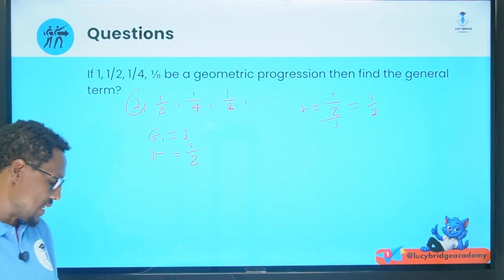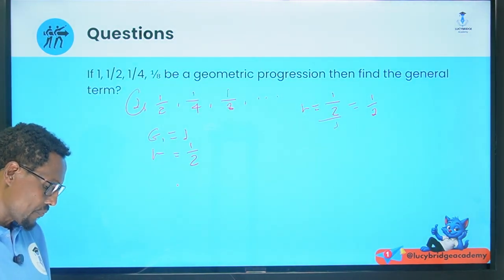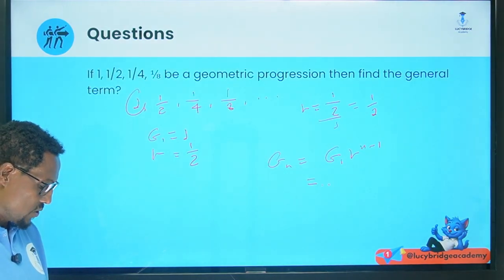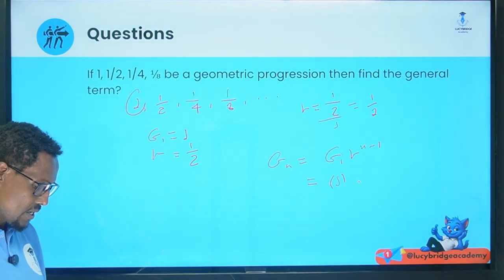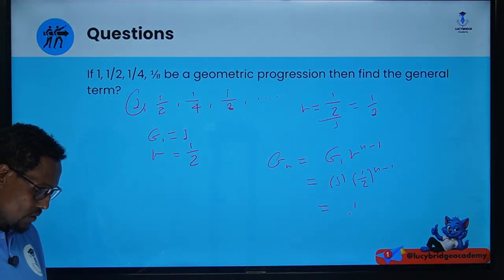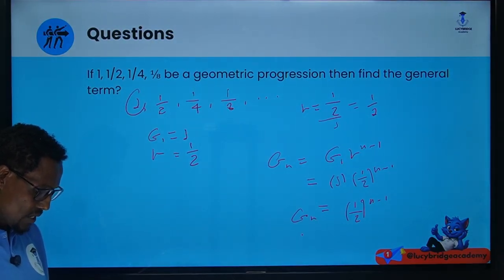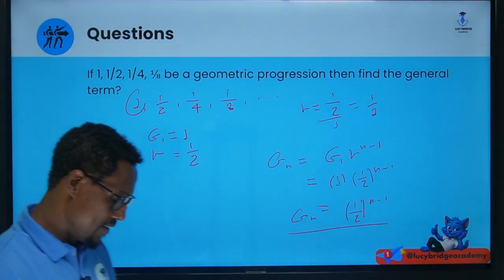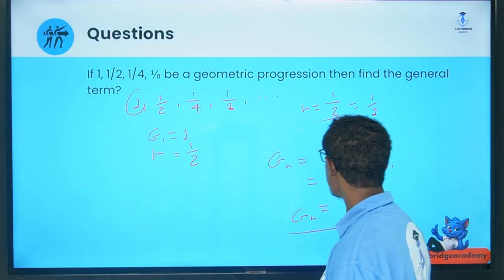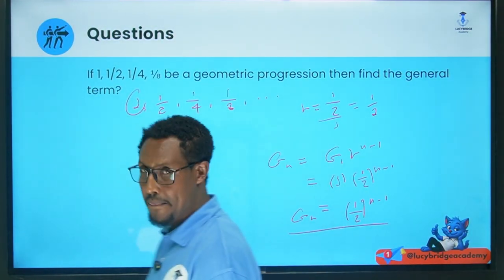Now let me find the general term Gn, which is equal to G1 times R to the power of n minus 1. G1 is 1, so 1 times, how much is R? 1 over 2 to the power of what? N minus 1. So 1 times 1 over 2 to the power of n minus 1 is the nth or general term of the given geometric progression, okay?